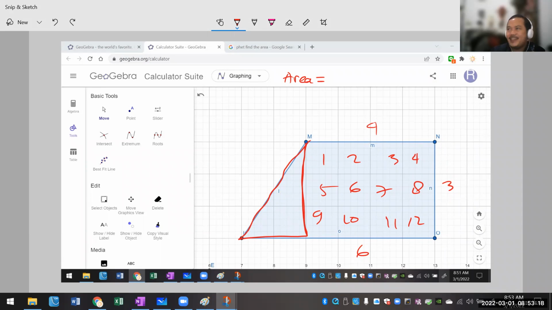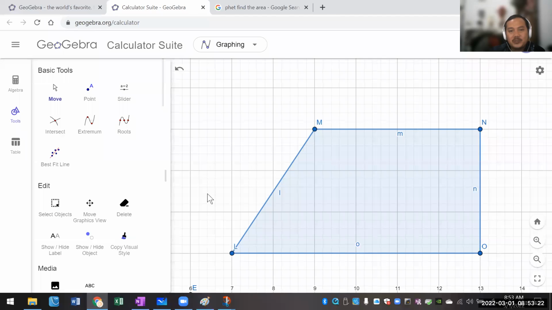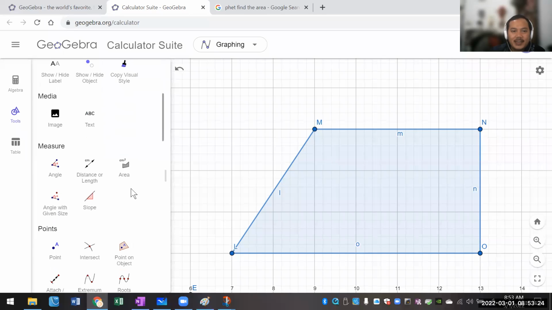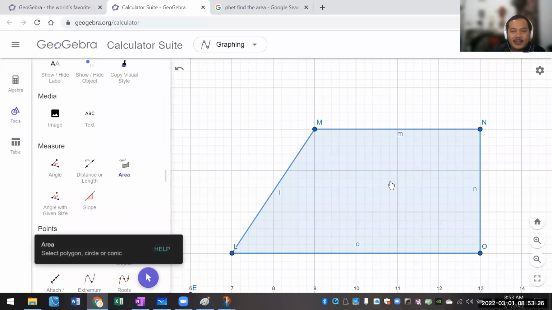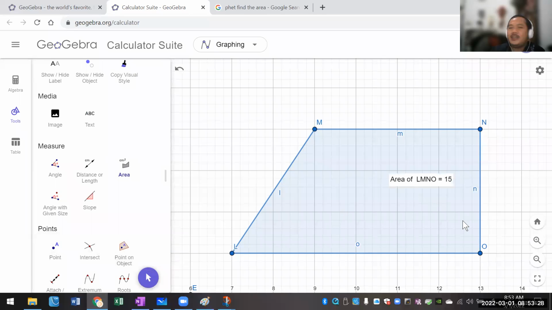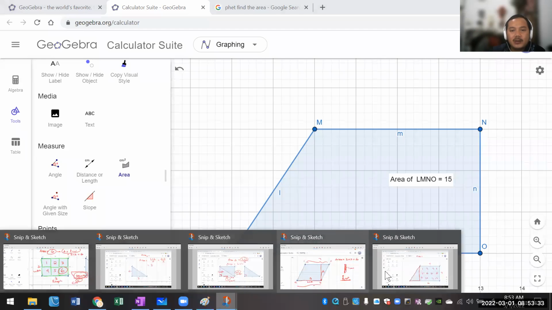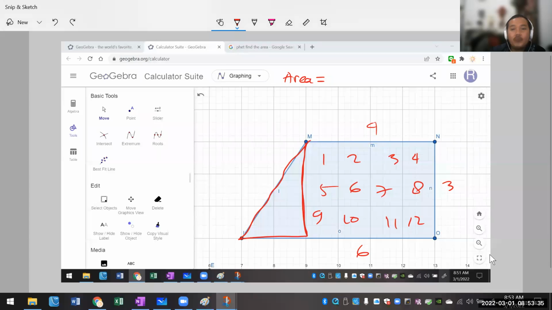Oke, kita buktikan ya. Apakah 15 atau bukan? Let's go to the GeoGebra again, and let's click the area and then click this, and yes, it is 15. So again, where do we get the 15? Okay, so let's go back here and try to find out where do we get that 15.